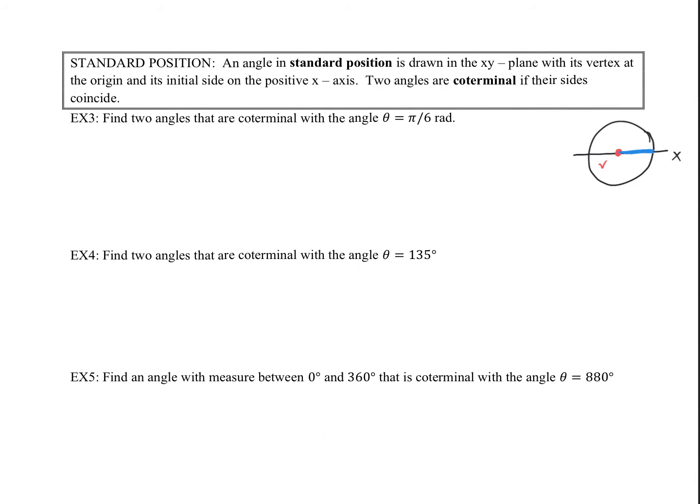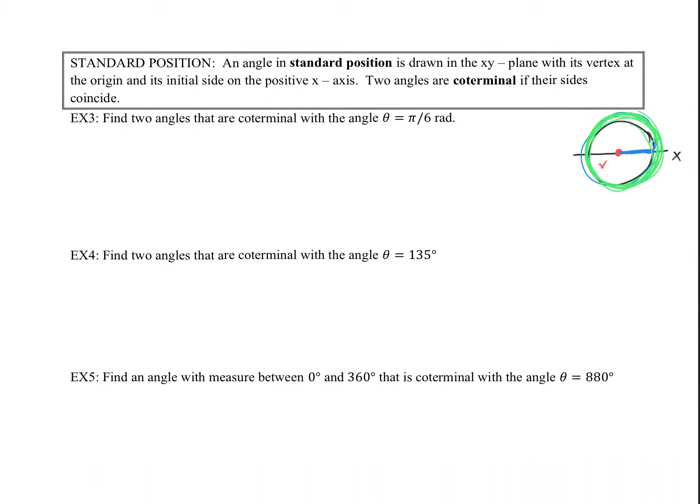So, let's see. Find two angles that are coterminal with the angle theta, this is theta right here, theta equals pi over 6 radians. So how do we do that? What we're going to do is just add or subtract 2 pi. If you add or subtract 2 pi, you'll end up at the exact same point, just a different version of it. Because once again, remember on the unit circle, you could just keep going around and around and around, slowly building up bigger numbers.